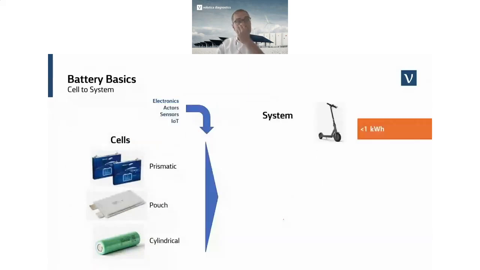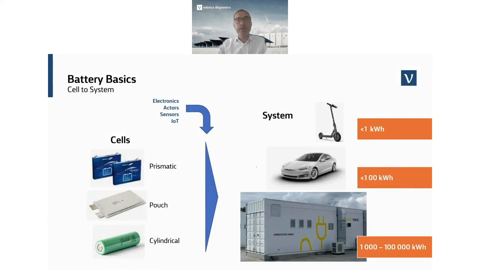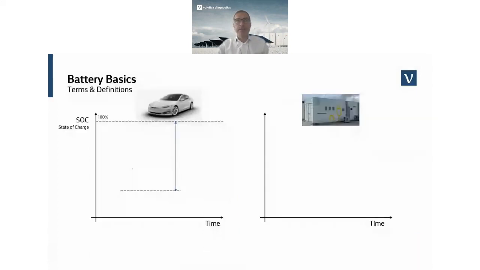So these cells that come in different forms are put together with electronics, actuators, sensors and IoT into different systems. Small systems like that one, 1 kilowatt hour, or a Tesla, which is roughly 100 kilowatt hours. But if we look at a BESS per container, several thousand kilowatt hours or megawatt hours. And so they come in different forms, but in the end, they are all just connections of these cells. And unfortunately, those cells degrade.